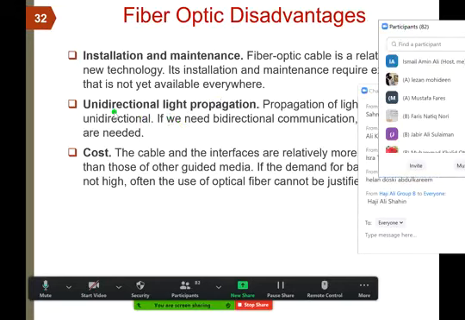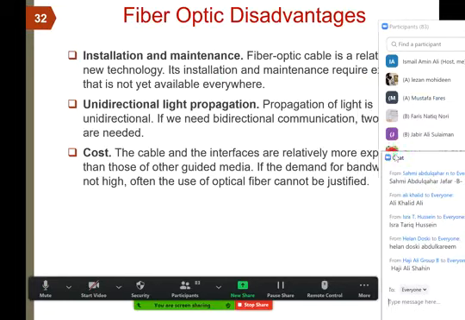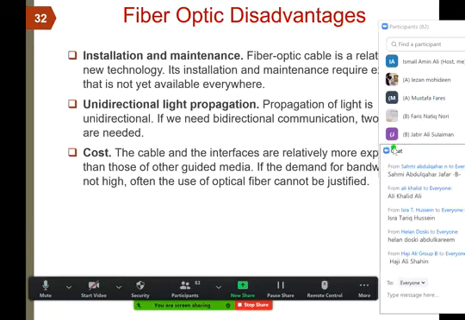The light is unidirectional, so you have a cable normally for sending, and you need another cable for receiving. So in copper you can do both. As I said, you can use duplex, so you can send and receive at the same time. But that's not a great limitation, because you can have two fibers, one for sending, one for receiving. That's normally what we do. And the cost, as I said, the cost and interfaces are relatively more expensive than other guided media.